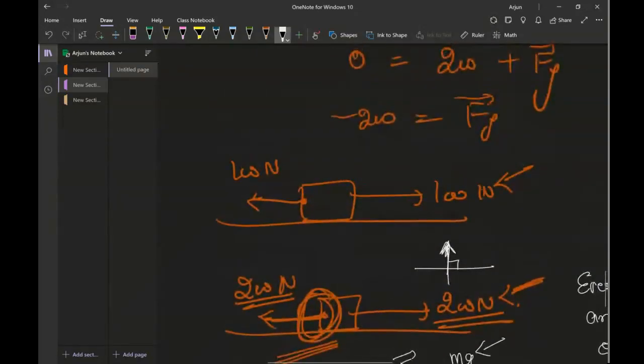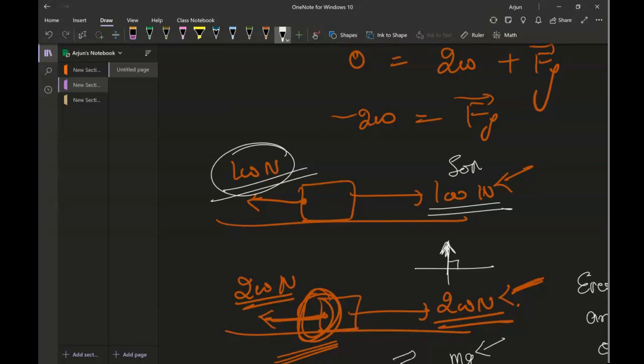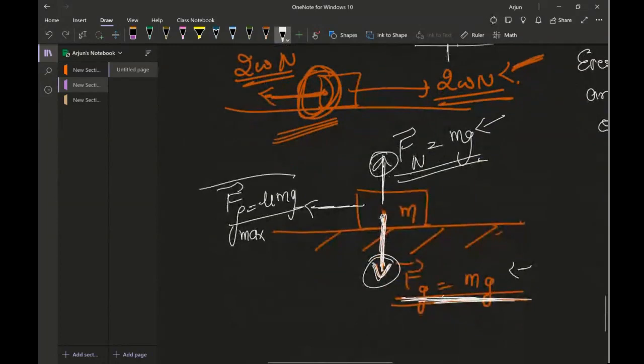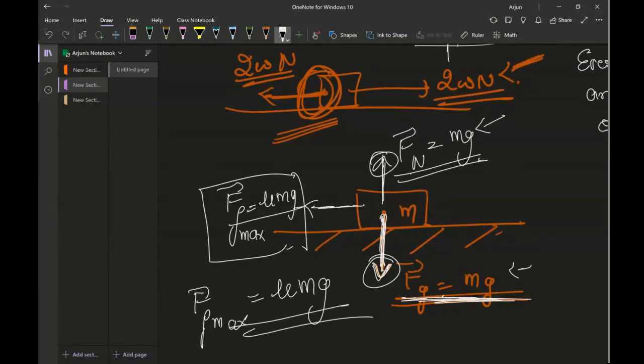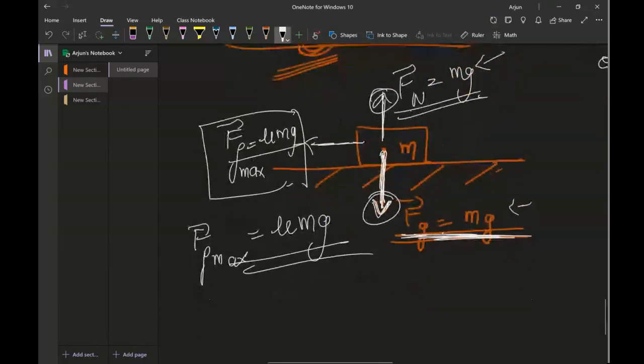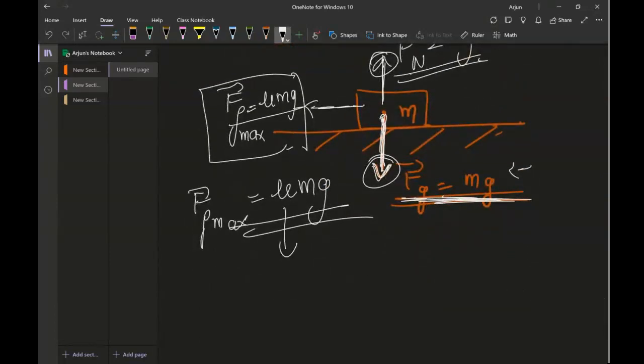In the previous case, you might have noticed this 100 Newton was there because 100 Newton was applied in the forward direction. If 50 Newton was applied, 50 Newton would have acted. Now, the maximum force of friction is equal to mu times mass times gravity. That's what it is. Now, what is mu? Mu is the coefficient of friction.